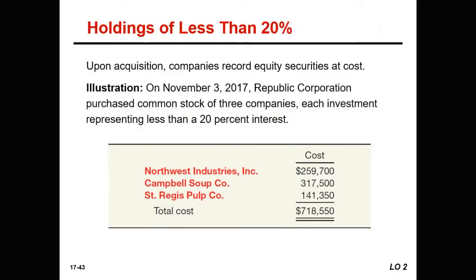So let's look at this. And we're going to look here at a portfolio. So when we acquired these securities, we recognized them at cost. So November 3rd, 2017, Republic Corporation purchased common stock. Common stock is voting stock of 3 companies. Each investment represented less than 20% of the interest. So we have a portfolio currently of $718,550 comprised of common stock in 3 different corporations.